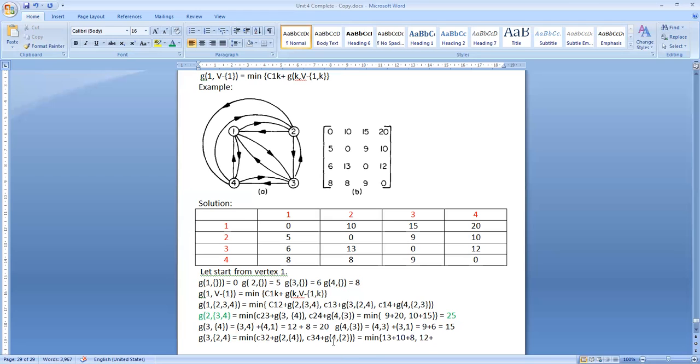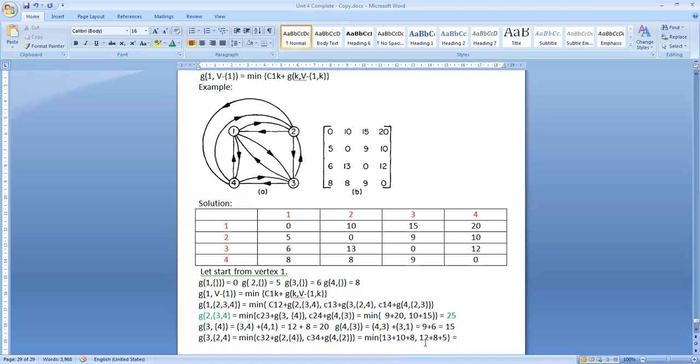what is this? G4 to 4 to 2, 2 to 1. 4 to 2 is 8. This is 8 plus 2 to 1. Yes, 2 to 1. It is 5. This is 5. Okay. That is equal to, you complete these values. 10 plus 13, 23 plus 8, 31.